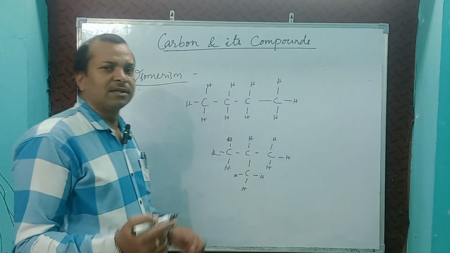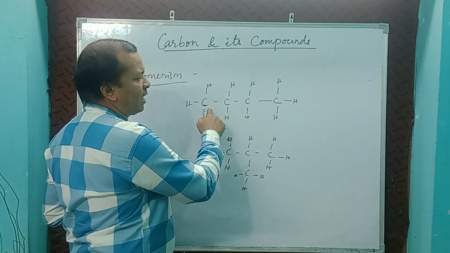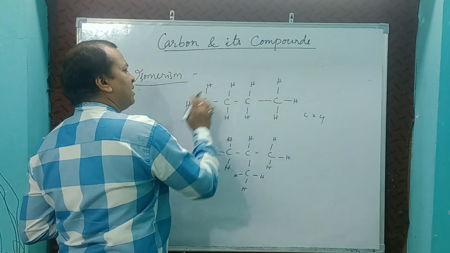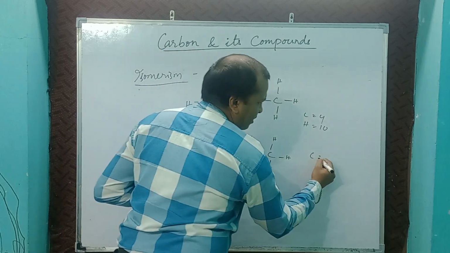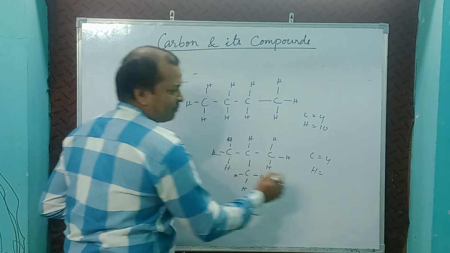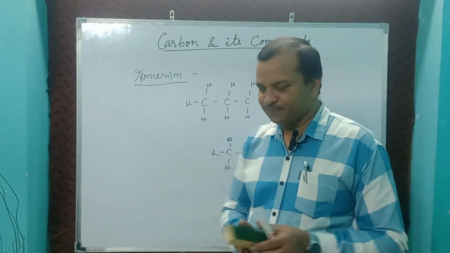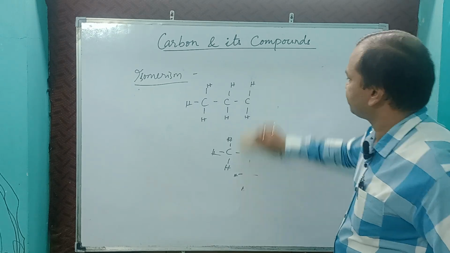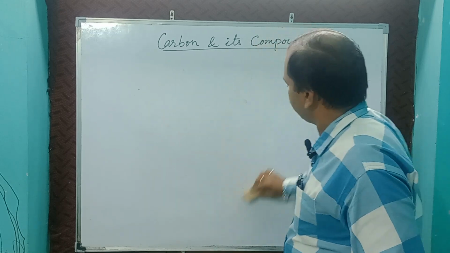How many isomers can be formed here? Look here, how many carbons are there? 4 carbons. Hydrogen: 1, 2, 3, 4, 5, 6, 7, 8, 9, 10. Hydrogen is 10 here. Here also carbon is 4 and hydrogen is 10. So the molecular formula is the same, but the structure is different. So it is called isomerism. Clear? Just remember that this will definitely come in your exam.